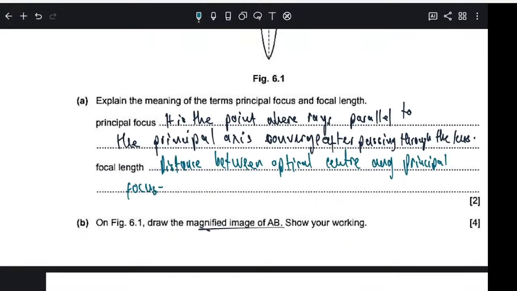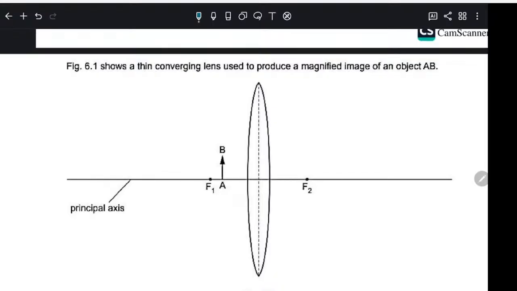Draw the magnified image. Show your working. Are you going to really ask me to draw an image? Really? Are they really asking us to draw an image? It's obviously a virtual image, which we know is actually a magnified one.